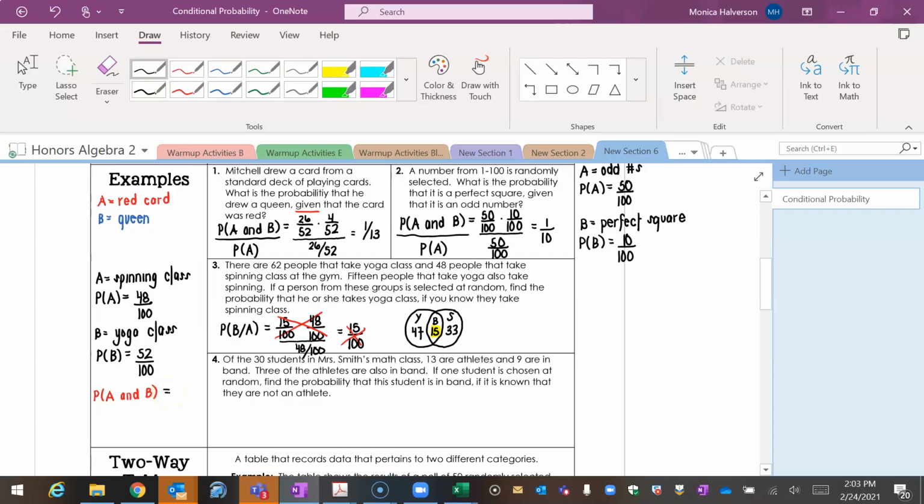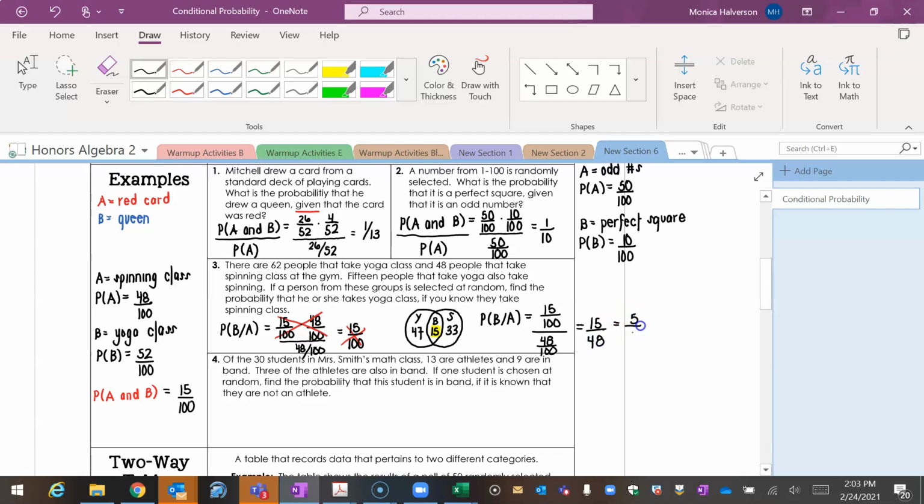What matters to us is the probability of A and B. How many people are actually taking spin and yoga? Well, that's already been told to us. It's 15 over 100. So the probability of event B given A has occurred is going to be 15 over 100 divided by 48 over 100. This Venn diagram has already told us the numerator.